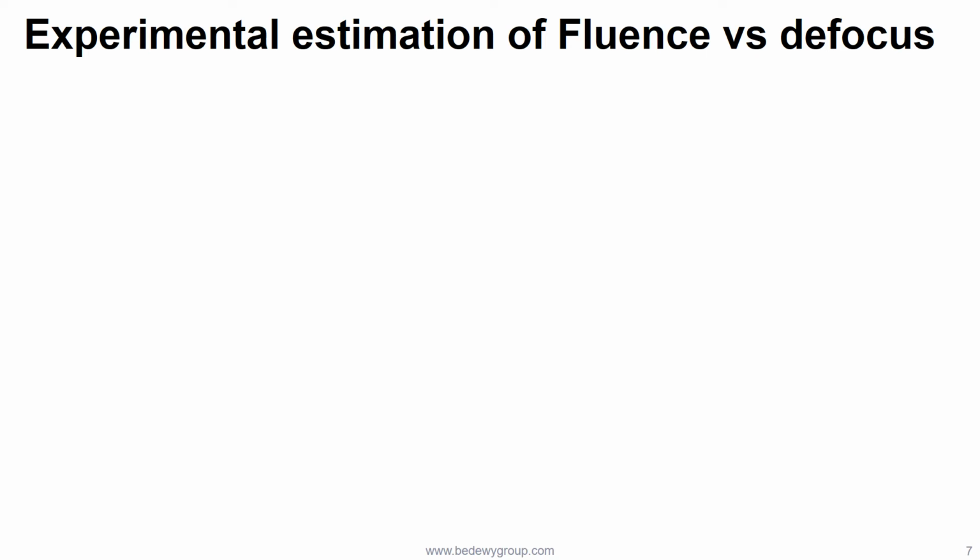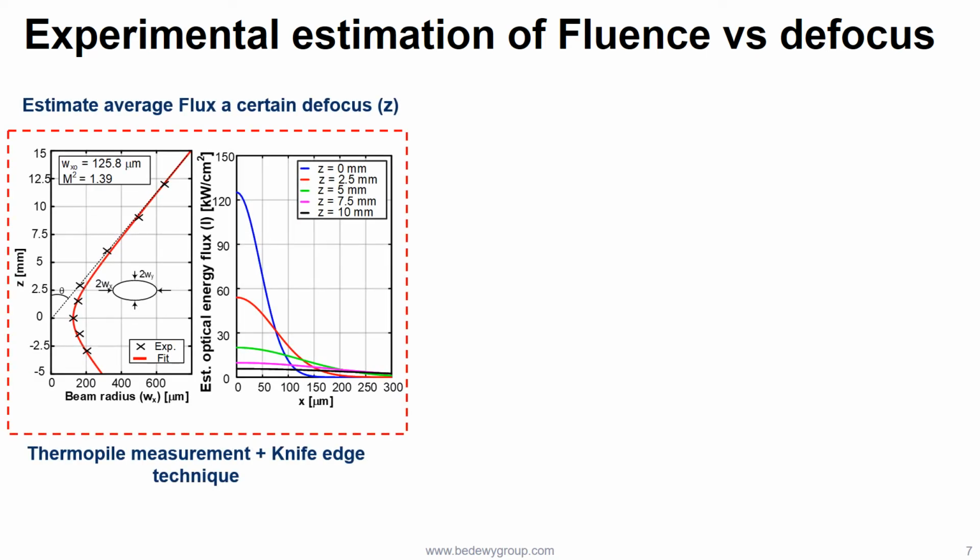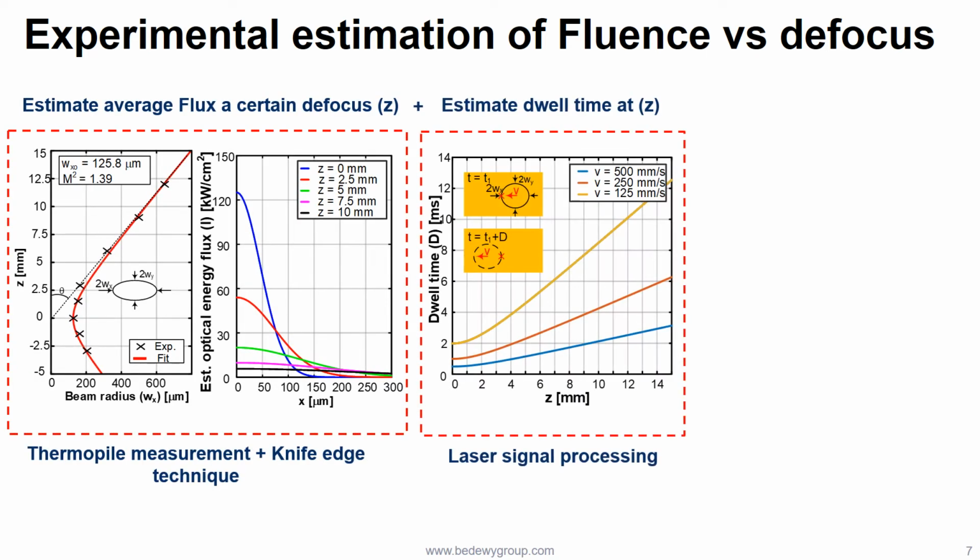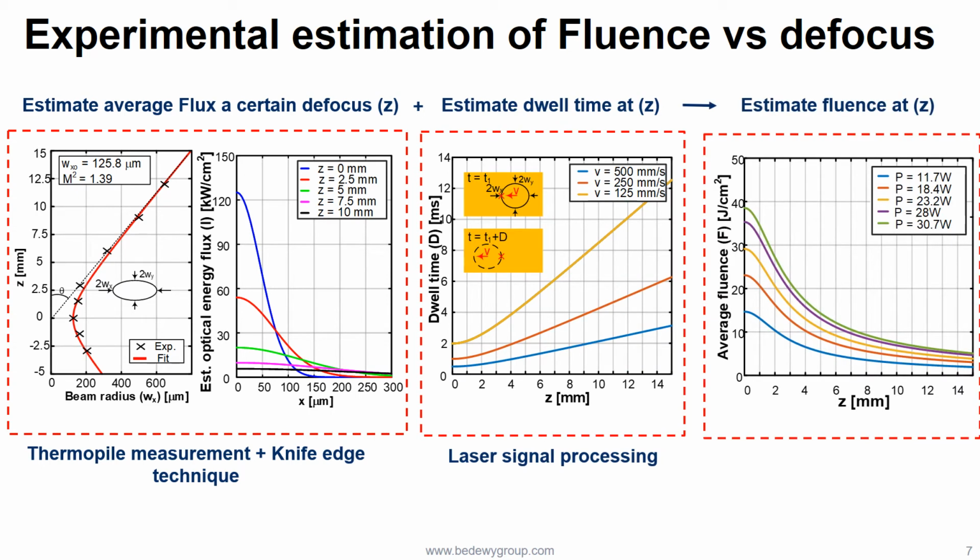We experimentally estimate the process fluence by estimating the power, beam shape, and dwell time for our 40-watt CO2 laser, and getting the average fluence as a function of power and defocus.